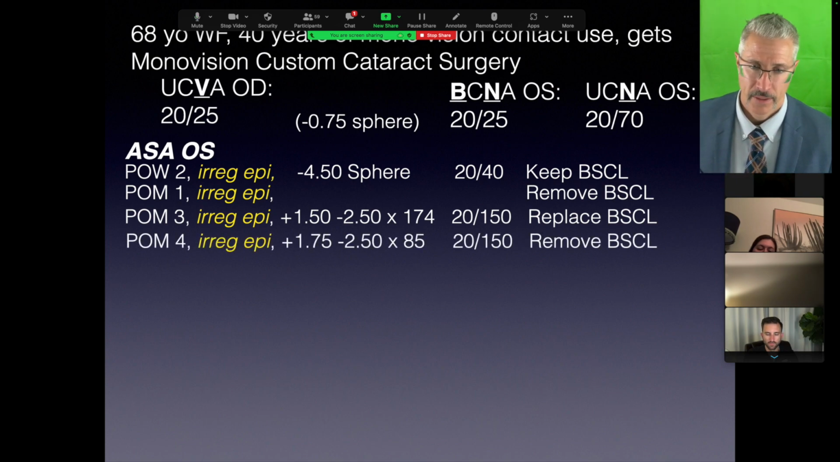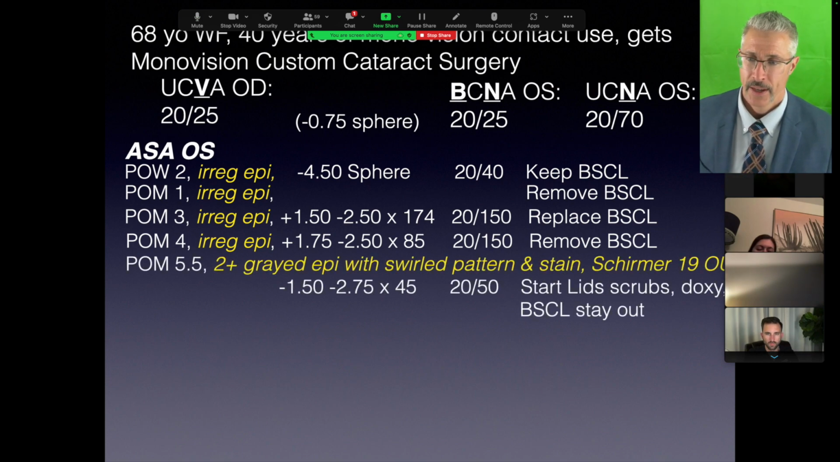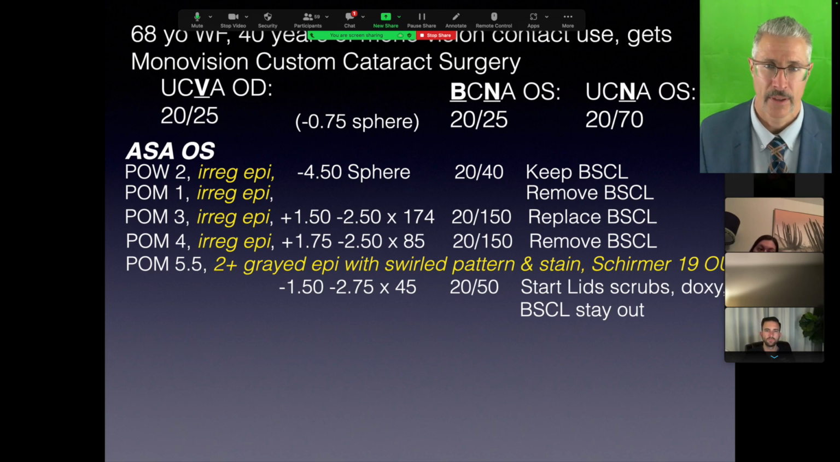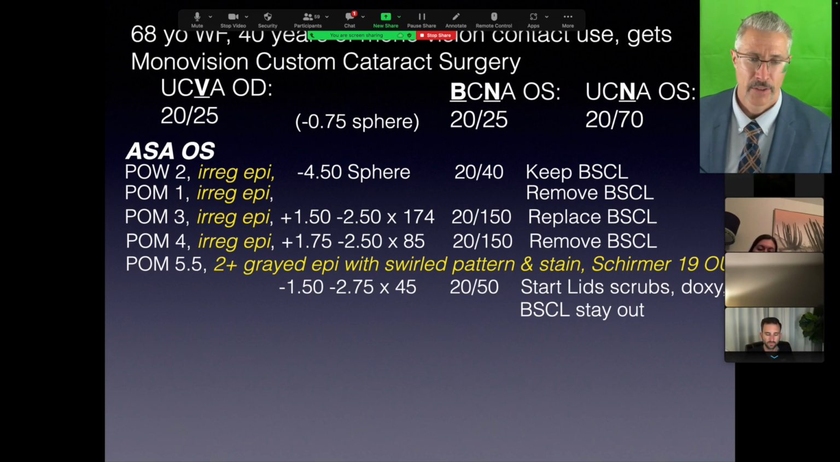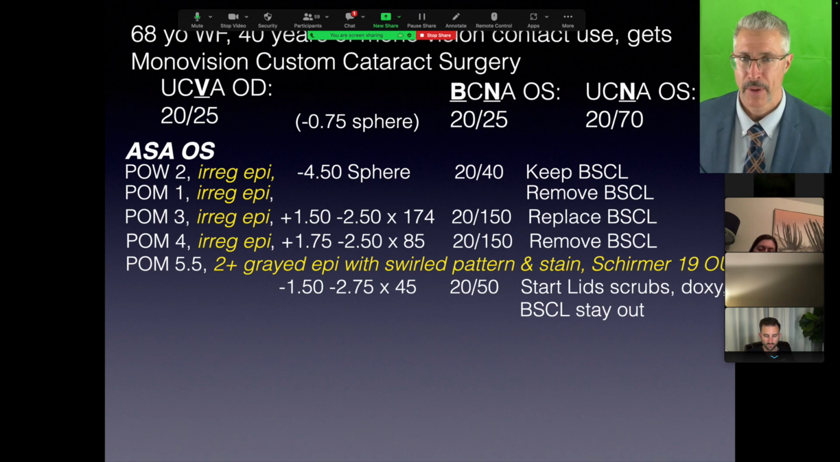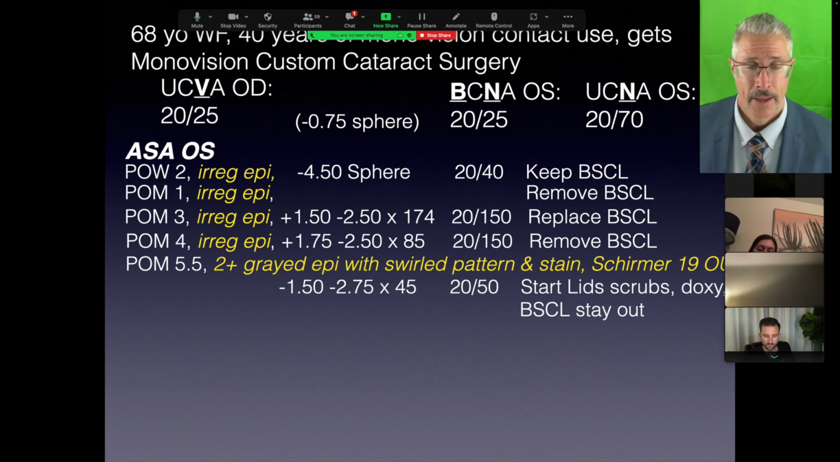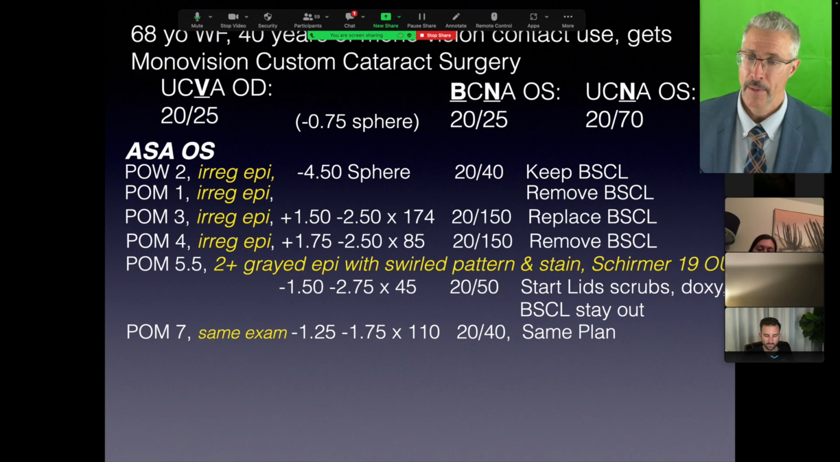Comes back. Man, I think you're not getting any better. That's crazy. Let's take the contact out. And then we see this grayed epithelium, swirled pattern, staining just a touch dry. But we start to baby the surface with a few things. Treat concomitant irritants, eyelid blepharitis, and keep the contact out. Let's just keep it out. And then here we are at month 7.